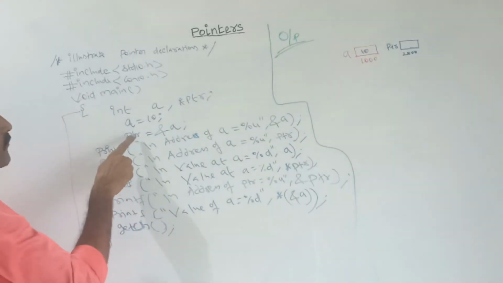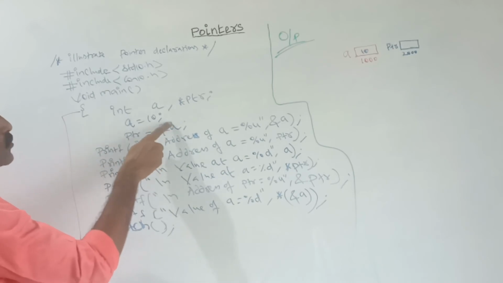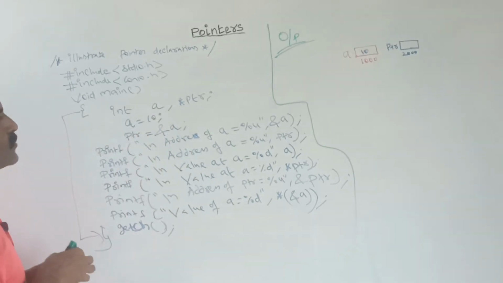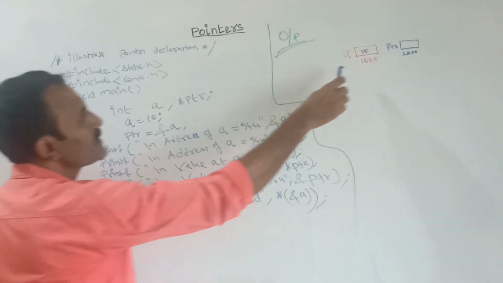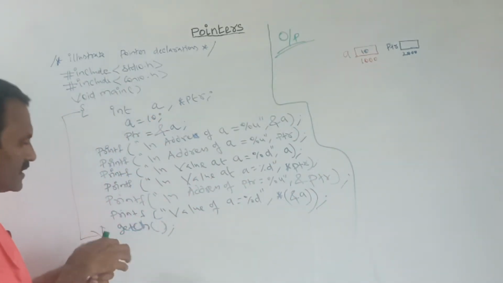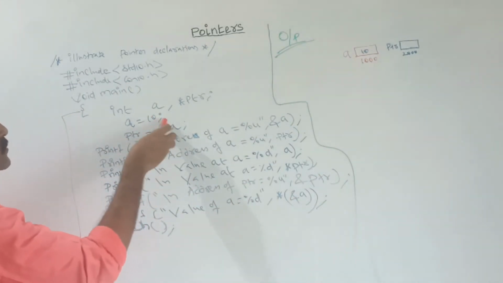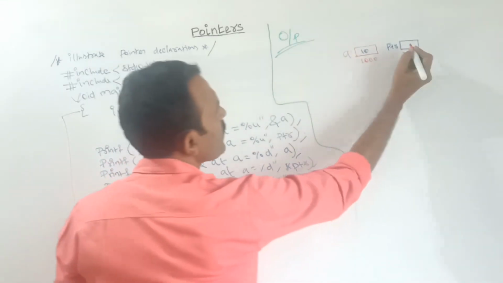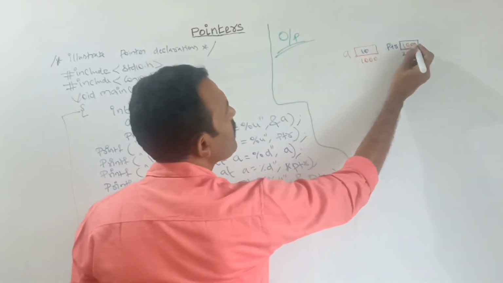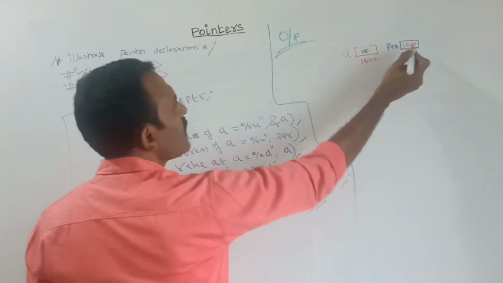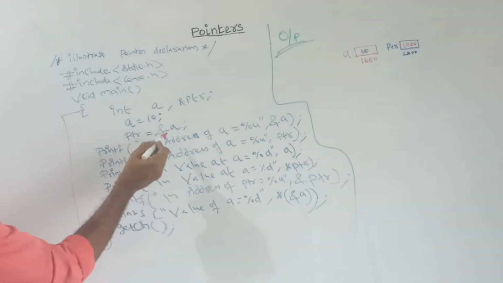Next, for this pointer I am storing the address of A. So what is the address of A? Address of A is 1000. So this 1000 is stored to the PTR variable. I fetched this address and stored it here.